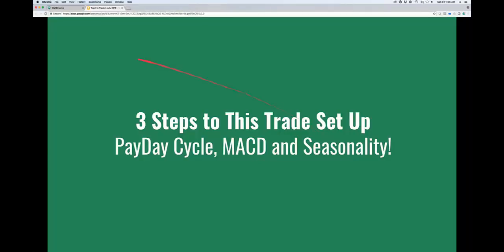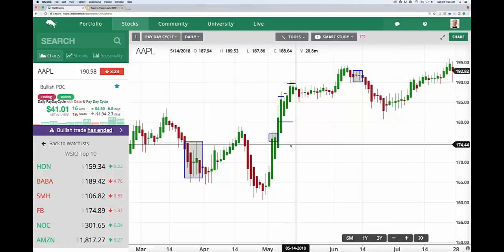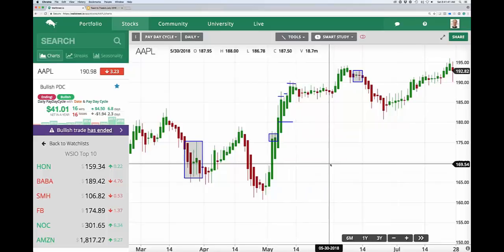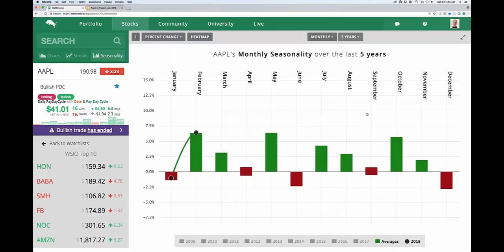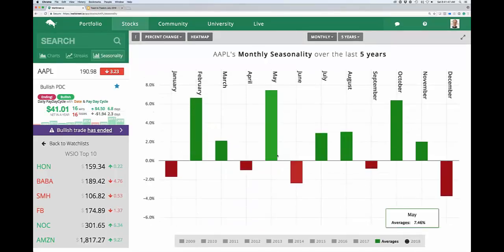And then I used seasonality to give me a lot of confirmation on the month that I was trading, which is May. May, again, is generally one of the most bullish months of the year. In fact, over the last 5 years on Apple, May is the most bullish month of the year. And then June was a really bad month, which again is why I shorted the stock in June with puts.